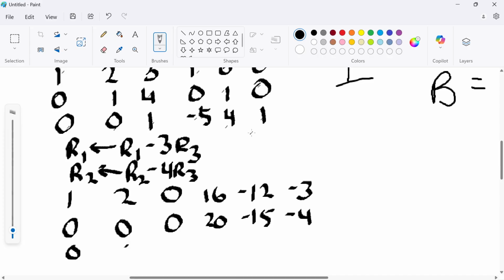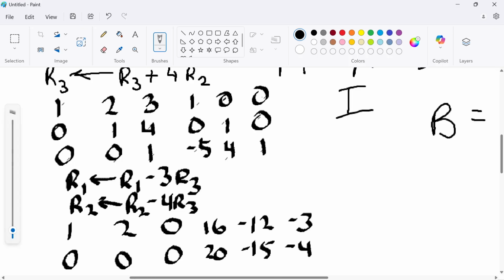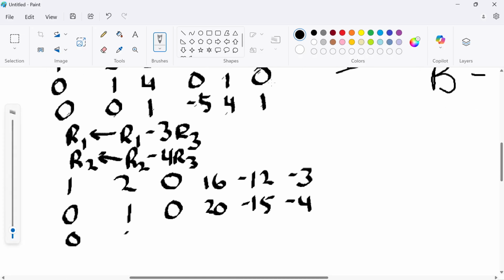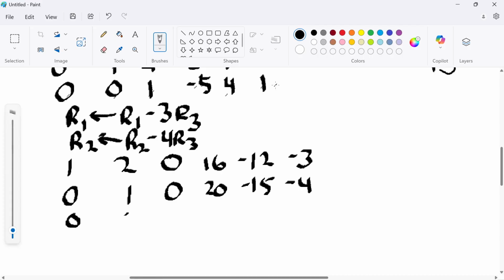Wait a minute. This should be 1. Why didn't you tell me this? 1 minus 4 times 0 is 1, not 0. I don't know where I got that. So I guess row 2 is done. And I've got 0, 1, 0, negative 5, 4, 1.